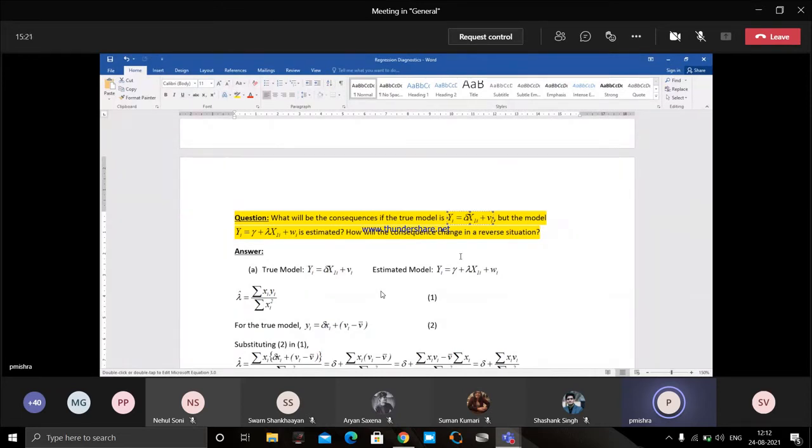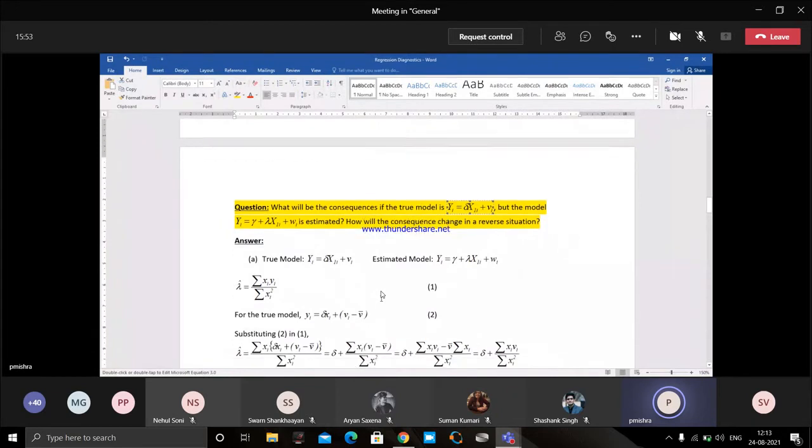The original model doesn't have any intercept, but we are adding an intercept to estimate the model, because we know there are certain advantages of adding an intercept, particularly from statistical properties point of view. We have certain advantages of adding an intercept. Could you try? If not, let me just discuss this.